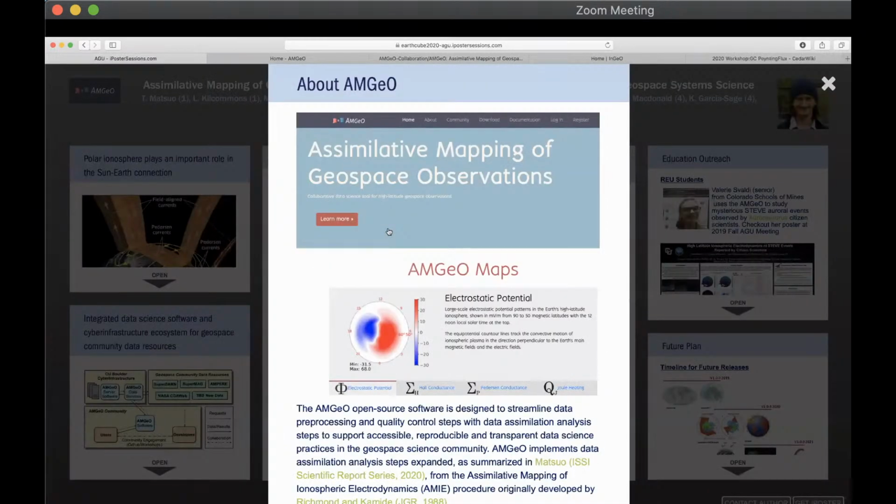So the idea of AMGEO is, in essence, to make a very popular assimilative mapping procedure that we have in the community, AMIE, which is built upon the KRM method developed in the 80s, accessible. AMIE has been used for high latitude electrodynamic studies, including estimation of Joule heating and sometimes Poynting flux. We want to make what AMIE can do, assimilative mapping, accessible to many people so that you can do it yourself, and also expand it.